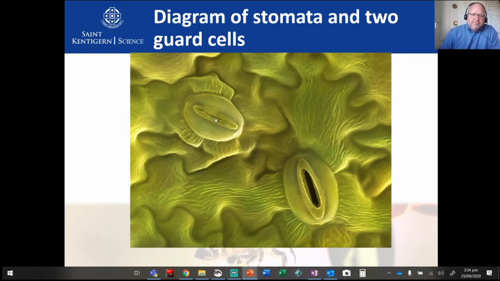So imagine if it's a very, very hot day and it's the hottest part of the day, you don't want to lose a lot of water because of evaporation. So what do you do? You close your stomata. But now you've built up a lot of oxygen and you need some CO2 so that you can go through photosynthesis. Then you open it again. Okay.